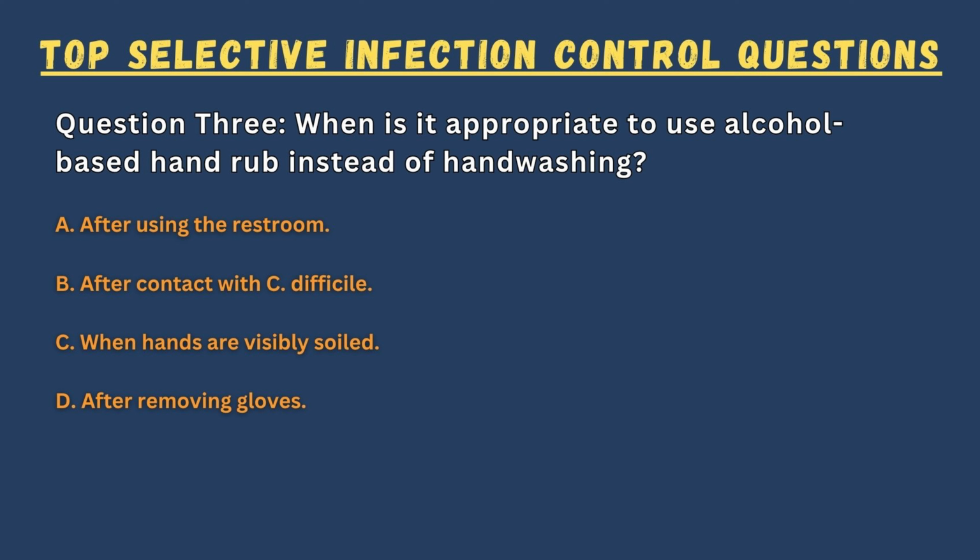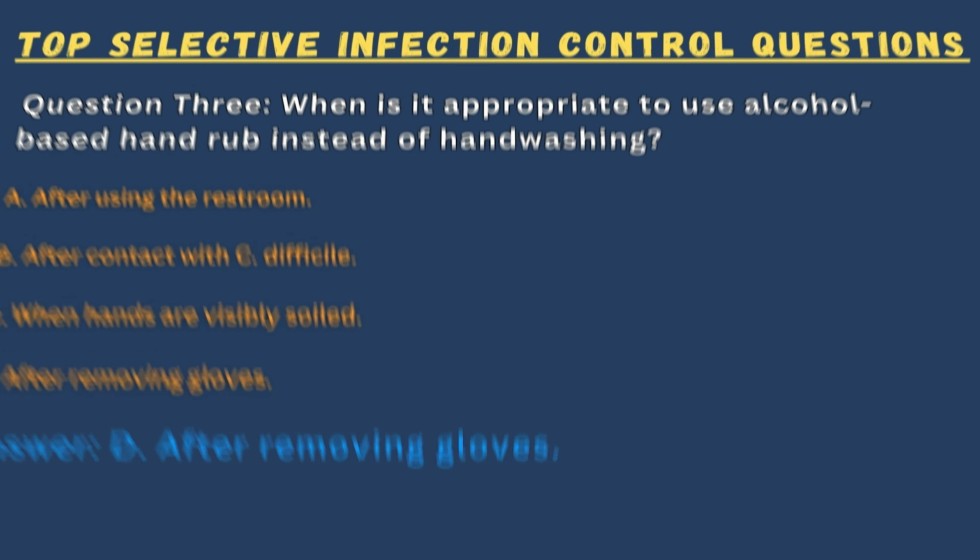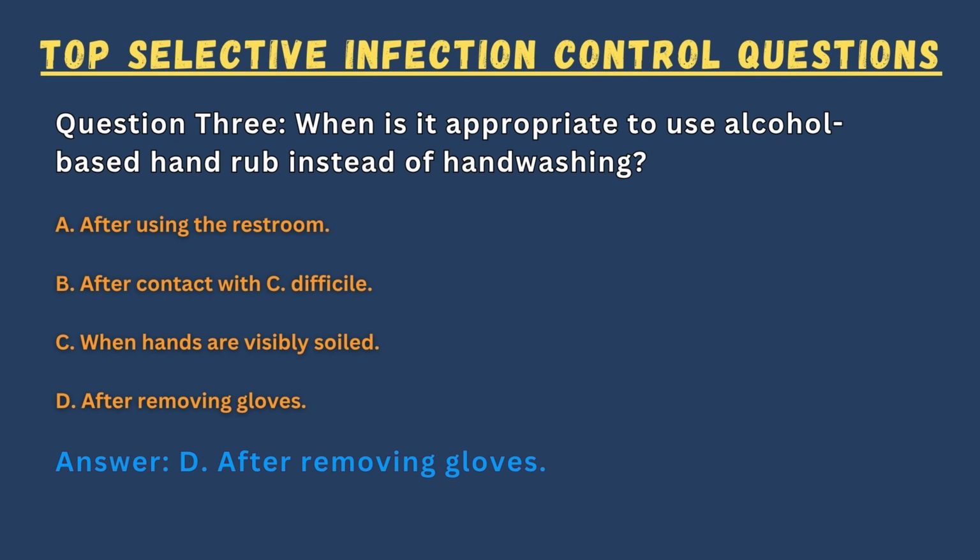Question 3. When is it appropriate to use alcohol-based hand rub instead of hand washing? A. After using the restroom. B. After contact with C. difficile. C. When hands are visibly soiled. D. After removing gloves. Answer. D. After removing gloves.